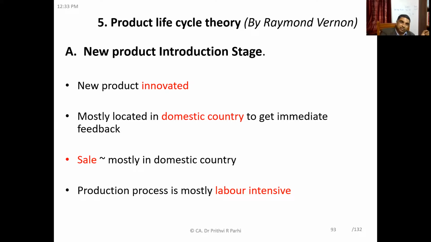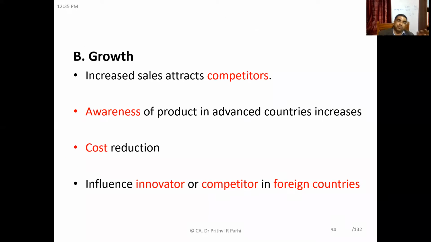Okay, understood? Then from introduction stage, product moves to the growth stage. When it moves to the growth stage, people feel that there is profitability in that sector. This profitability attracts competitors. So more and more people produce similar kinds of products. And gradually what happens, awareness of the product in the advanced countries increases. People become aware. And when things are produced in more volume, it reduces the cost.